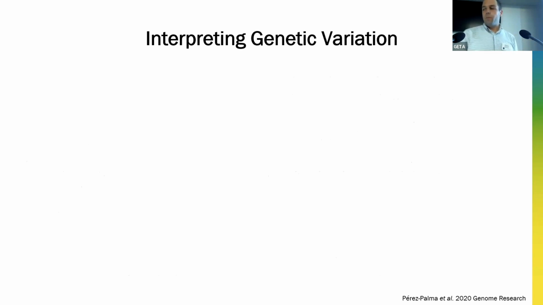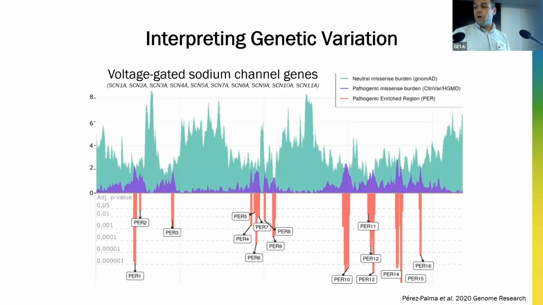So interpreting genetic variation, this is the challenge. Hopefully we can look at all these variants and narrow down to the single variant that is causing disease, and, as I said, use computers to really make this efficient and focused. So this is one example.